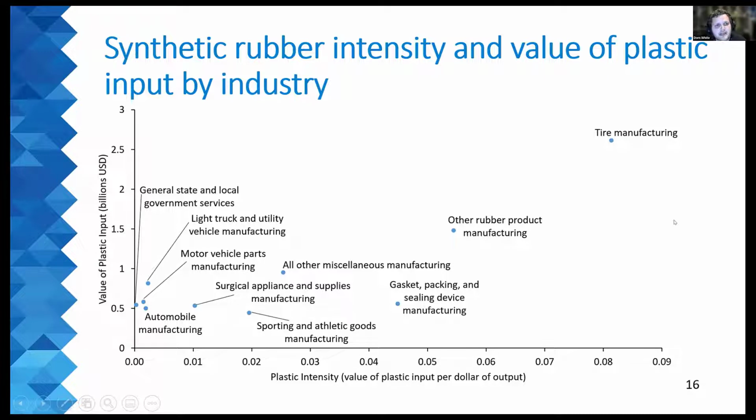And finally, looking at synthetic rubber here, we have that typical clustering in the bottom left-hand corner for different industries, with 2 standout industries, again not particularly surprising: one being tyre manufacturing, given the amount of synthetic rubber that goes into making tyres, and other rubber product manufacturing, both of which have relatively high synthetic rubber as an input and synthetic rubber intensity.